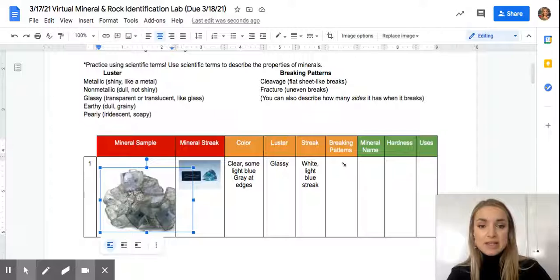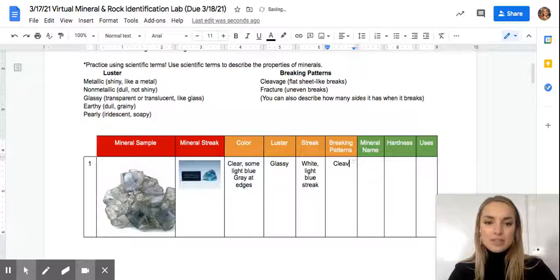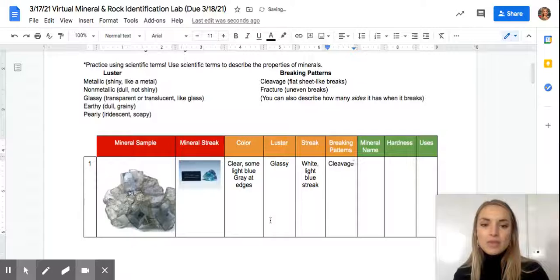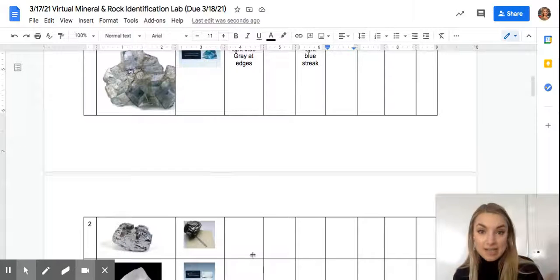So I'm going to say, ooh, my mouse isn't working now. I'm going to say that it exhibits cleavage. Right. So then what I would do next is I would go down to mineral number 2, and I would do the exact same thing for mineral number 2 all the way through mineral number 11.